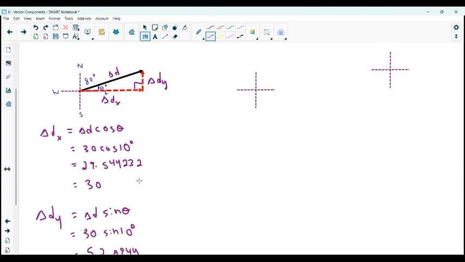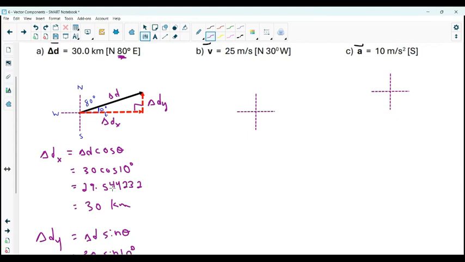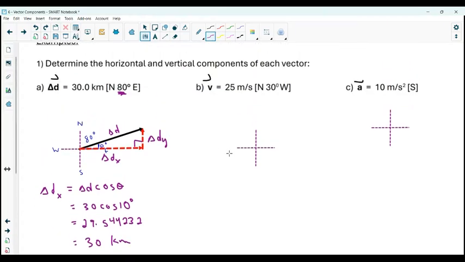Both of these would be kilometers, though. Kilometers and kilometers. Okay, and looking at them, that makes sense, right? The x component's big, the y component's small. Makes sense that it's 30 and 5. Okay, let's do our next one here.